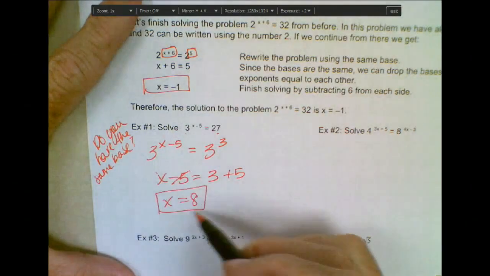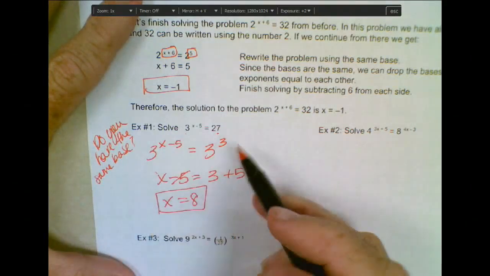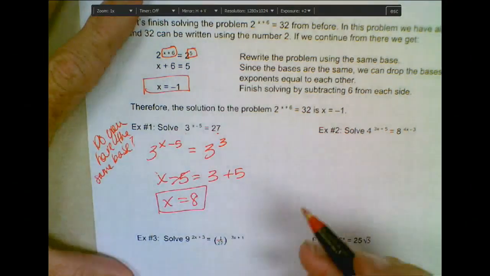You can always plug that back in up here to check. 8 minus 5 is 3. 3 to the third has obviously got to be the same as 3 to the third, so we know that that's correct.